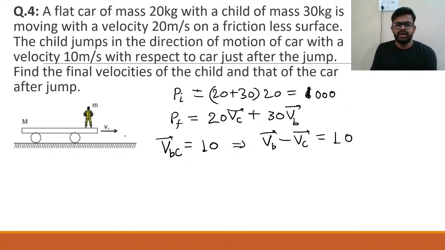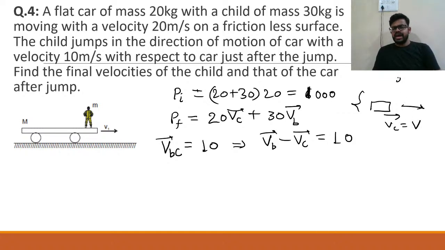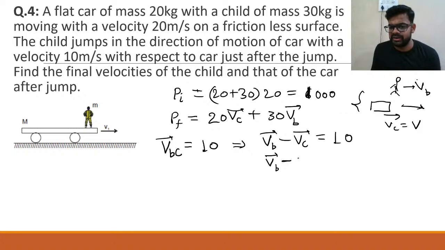Now what will you do? Let us consider the plank is moving in this direction, the right direction, with velocity v, and the child is also jumping, right? So he is moving in this direction with velocity vb. I'm just writing vb vector minus vc. The value of vc we can write as V. Let us transfer it to the right side, so we will get v plus 10. So put this value and we'll get the answer.